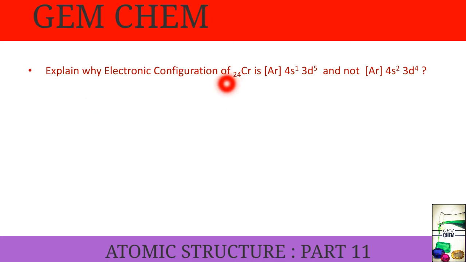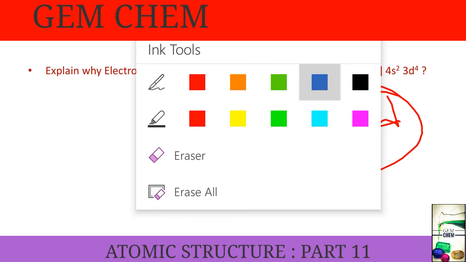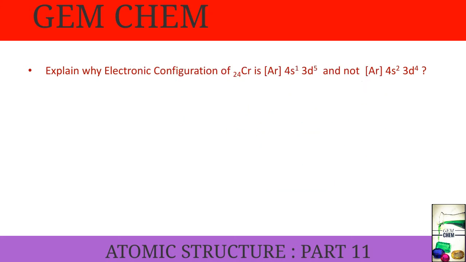The question is: given that the electronic configuration of 24 chromium is argon 4s1 3d5 and not 4s2 3d4, why is it so? Though we know that the 4s shell gets filled completely first and then 3d gets filled, why does this anomaly occur? Basically, here the principle of Hund's rule comes into play.